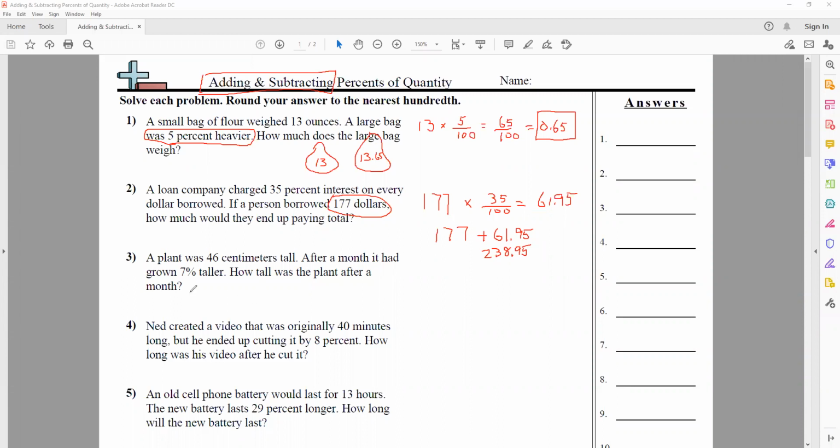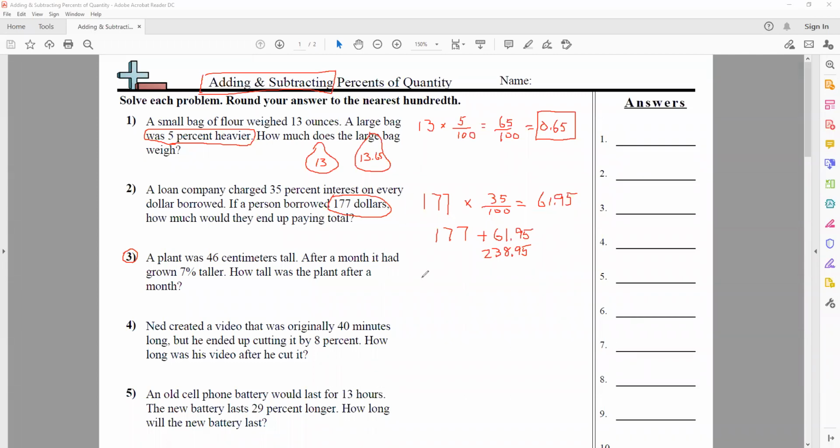All right, let's try another one. Number 3. Read it, and then you want to try it by yourself, okay? I'm not going to help you on this one for a few minutes. Number 3. The plant was 46 centimeters tall. After a month, it had grown 7% taller. How tall was the plant after a month?